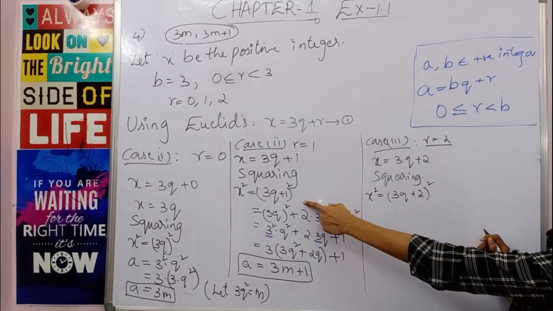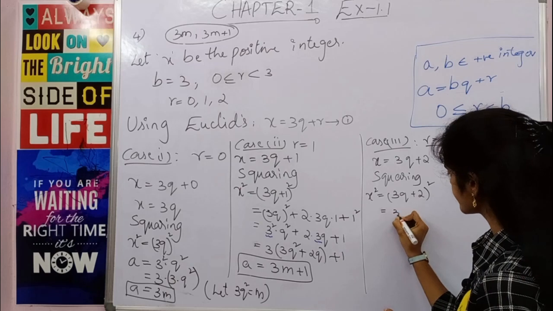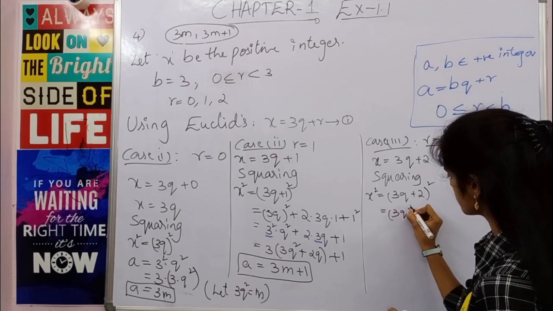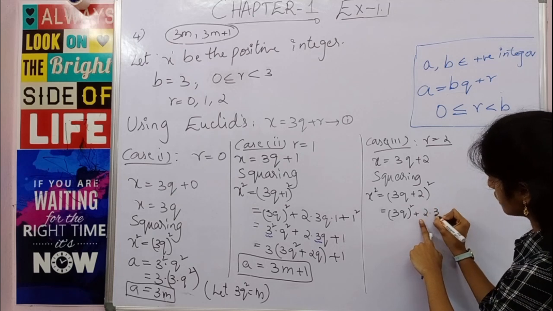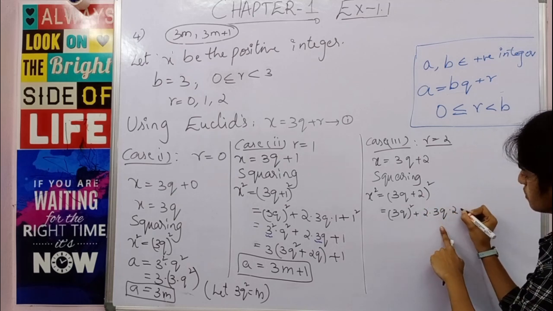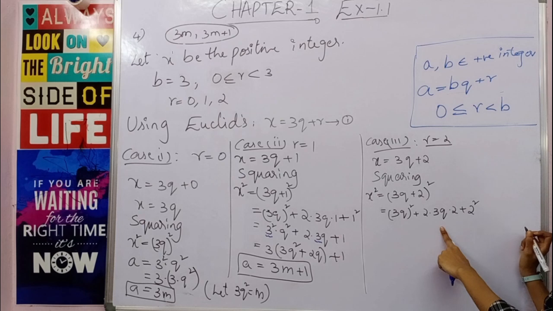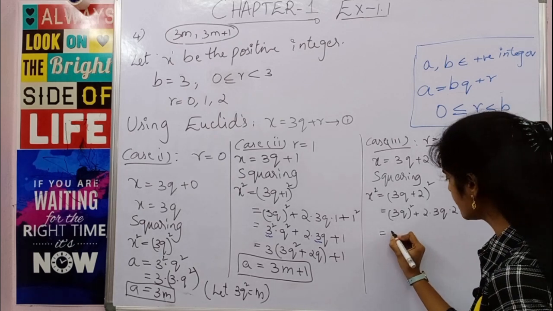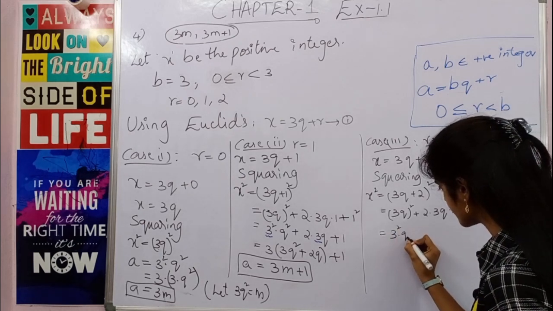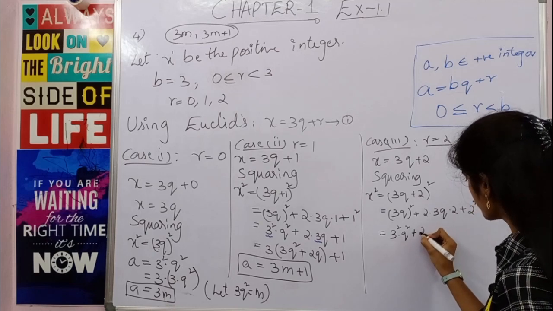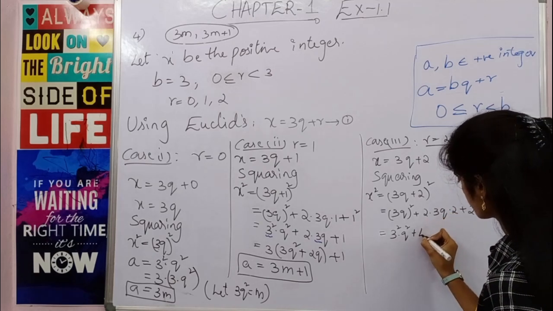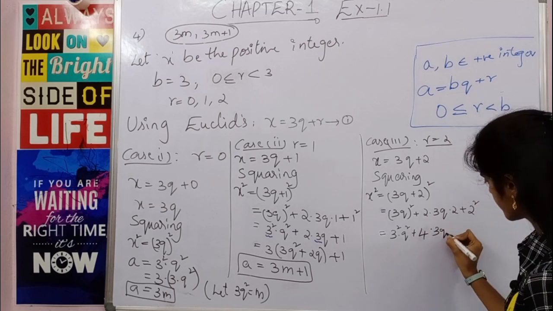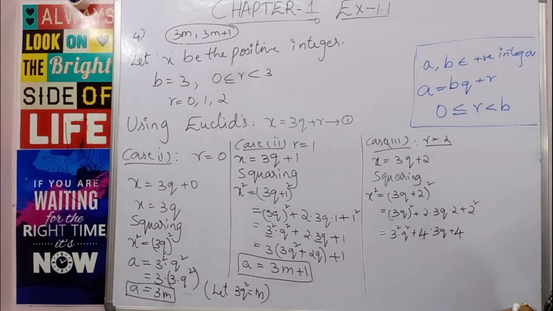Now the same formula, a plus b whole square. So this is a square, a is nothing but 3q square plus 2 into a into here b is 2 plus b square is 2 square. Clear? So here let me separate the powers. 3 square into q square plus 2 into, now 2 2s are 4. Let me write it in this way. 2 2s are 4 into 3q plus 2 square is nothing but 4.